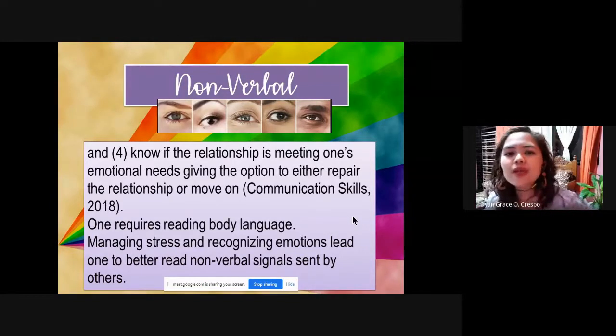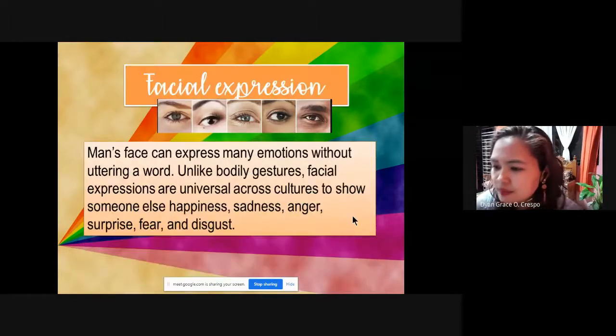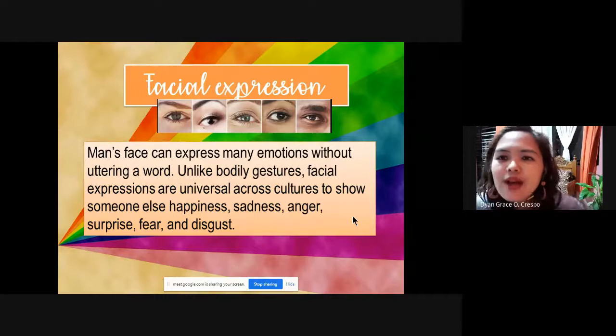So, one requires reading body language, managing stress, and recognizing emotions. Need one to better read nonverbal signals sent by others. So, let's talk about facial expressions. A man's face can express many emotions. Unlike bodily gestures, facial expressions are universal across cultures to show someone else you're happy.